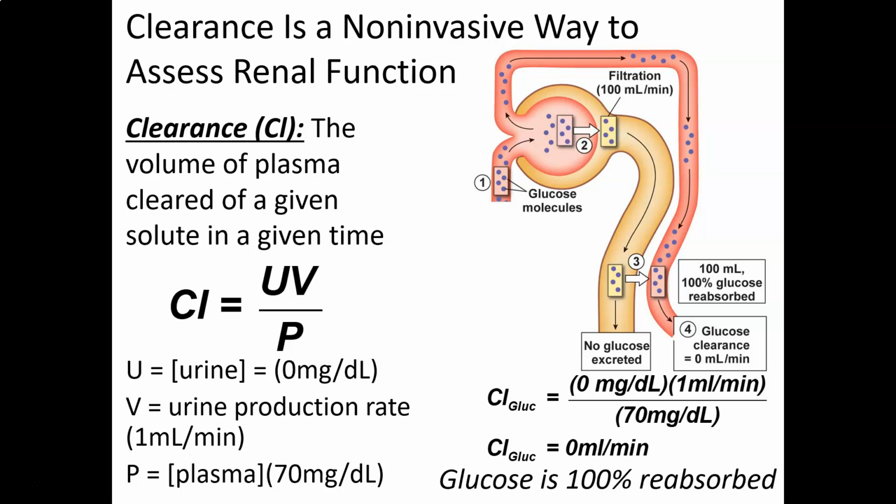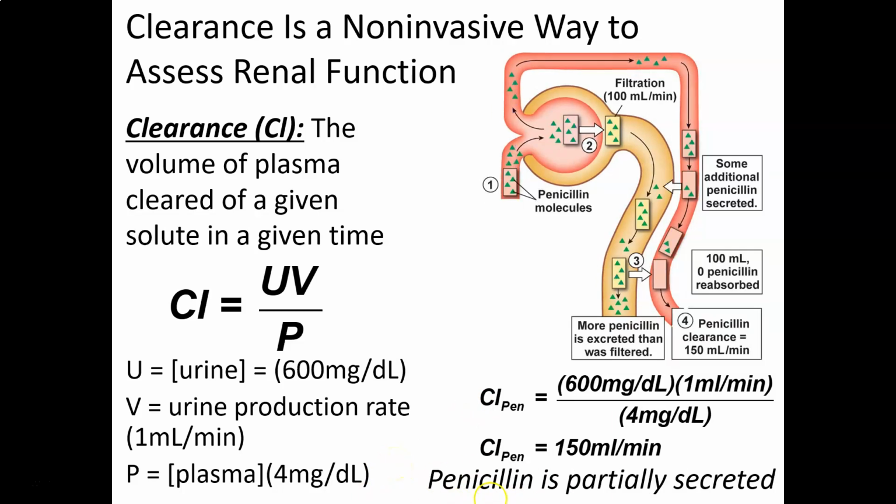So the farther away the value of clearance is from GFR, that normal value, the greater the amount of reabsorption or secretion we have. So since it's less than GFR, it tells us it's been reabsorbed. Now we can also do it with other things.